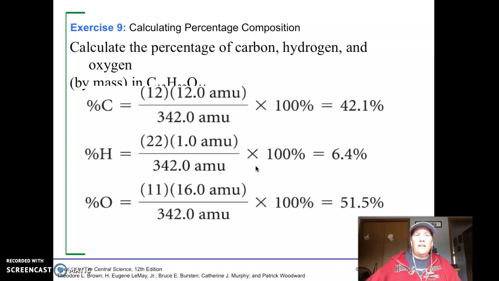Here I did it here to show you. I took 12 times 12, which is 144, divided by 342, the total. I took 22 times 1, that's the mass of hydrogen, over 342. And then I did 11 times 16 equals 176 divided by 342. So that's how I got it. Sorry, it's squished up there.